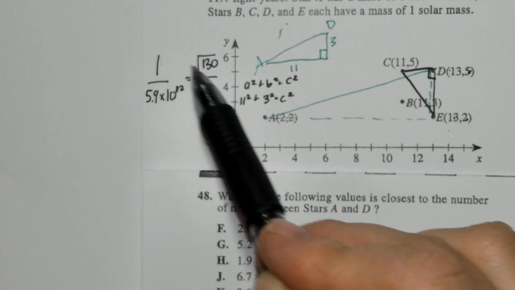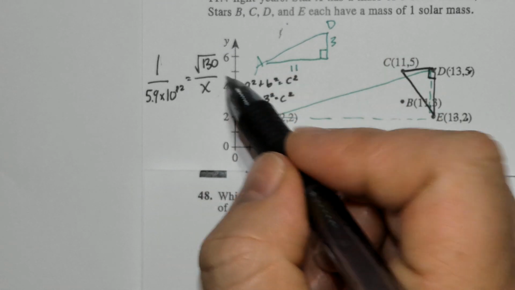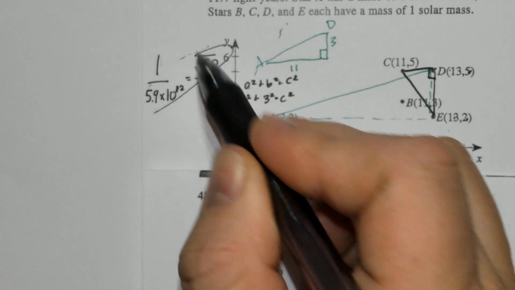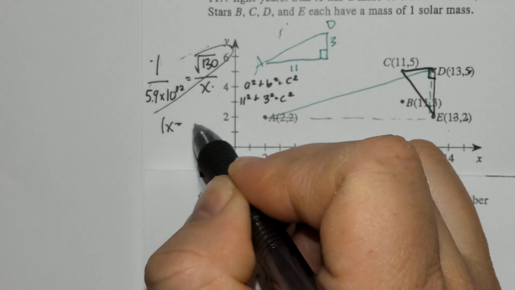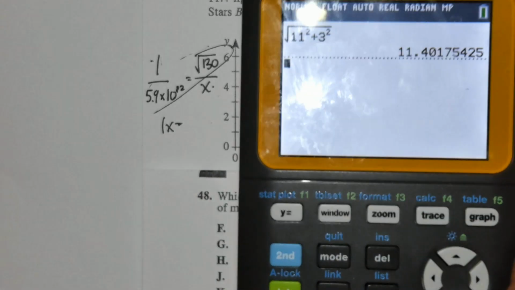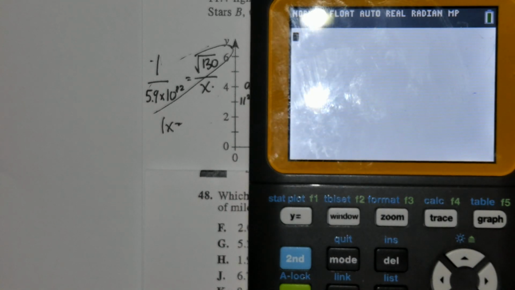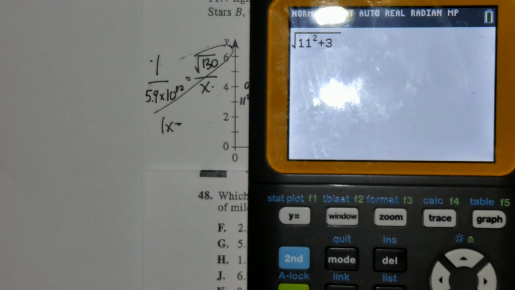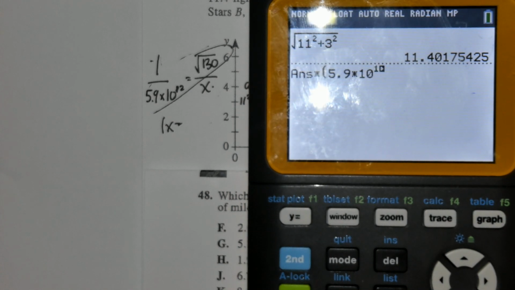So this is the number of units or light years, and I want to know what that is equivalent to in terms of miles. So I'm going to cross multiply these two and then set it equal to 1x. Whatever my answer is when I multiply will be the final answer, because dividing by 1 will not change it. I'm going to take again the square root of this, which happens to be 130, but I can write it like this. I'm going to take that answer and multiply it times, in parentheses, 5.9 times 10 raised to the 12th.